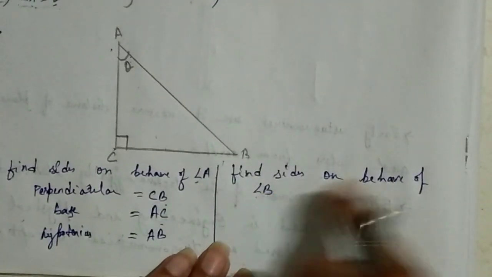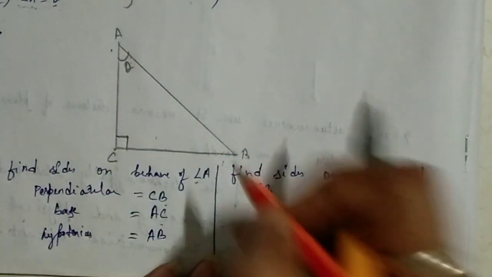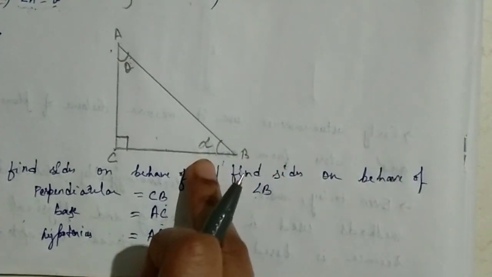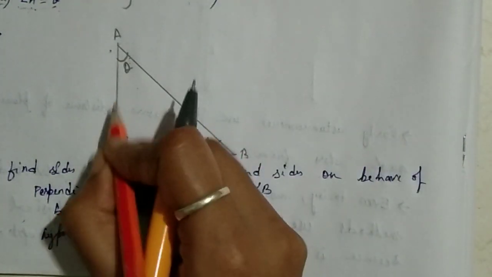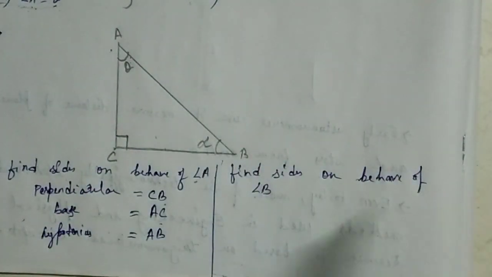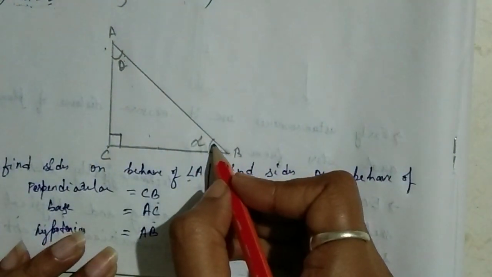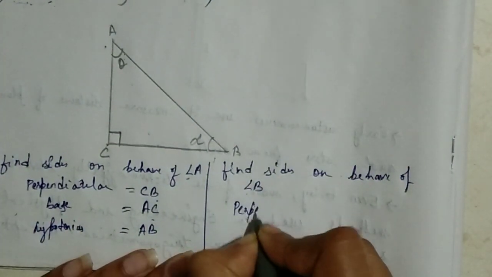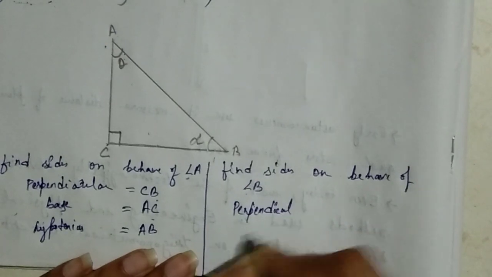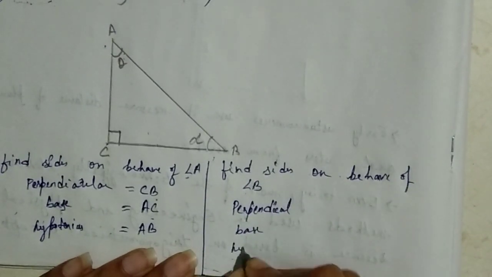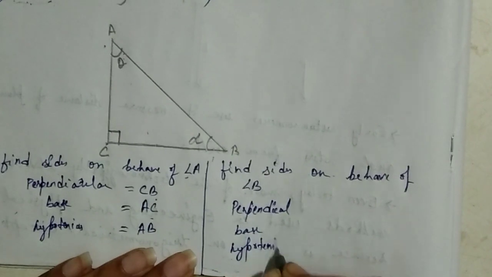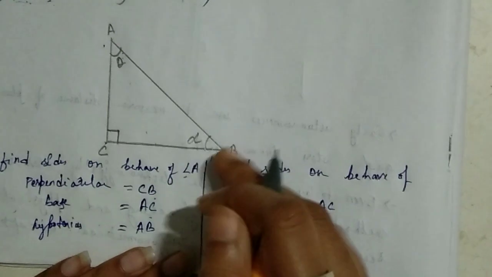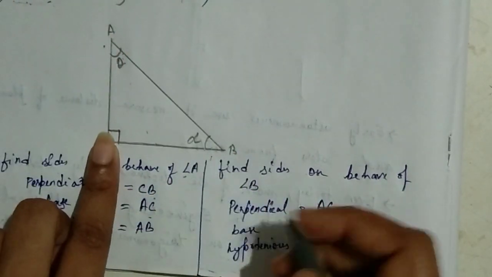Now on behalf of angle B, this one will be angle B. Now let angle B be alpha. So on behalf of alpha, we have to find the sides. See, on behalf of alpha, this side is totally opposite to alpha. So here perpendicular will be AC. On behalf of angle B, perpendicular will be AC.